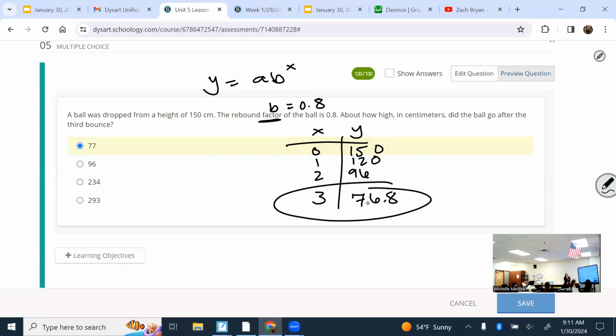You could also make the equation and then just use your calculator, where your initial amount is 150, your B is 0.8, and the X is however many times you keep the pattern going. But whatever gets you the right answer. Other question? Any unit 5 stuff.